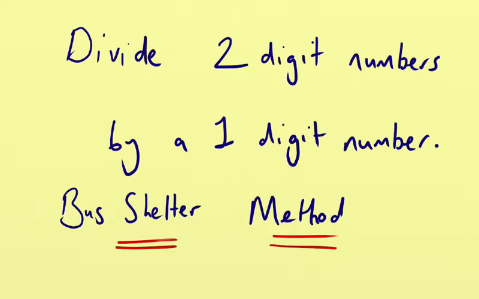In this video we're going to take a look at how to divide two-digit numbers by a one-digit number, and I'm going to show you how to use the Bush-Shelter method for this. So, starting with an example of 24 divided by 2.